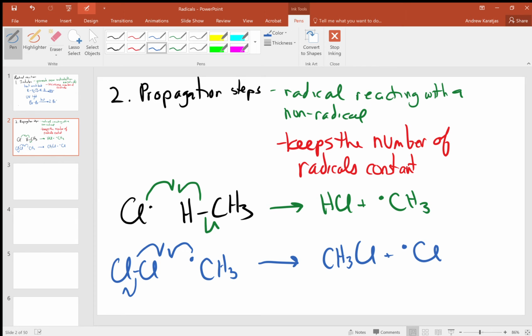And so you notice, first of all, in each of these steps, we started with one radical and we ended with one radical. And that's what allows this process to keep going: yes, a reaction's taking place, but we're still keeping a population of radicals present.